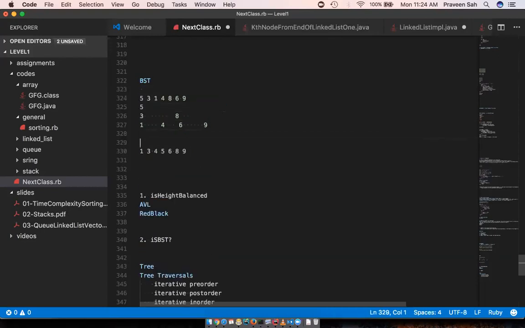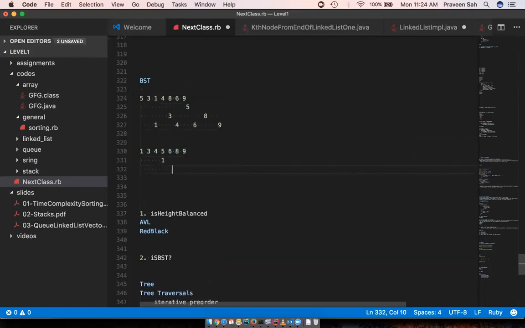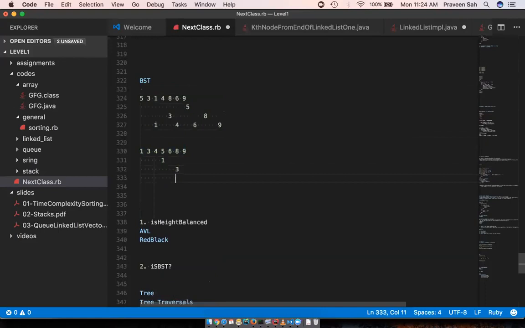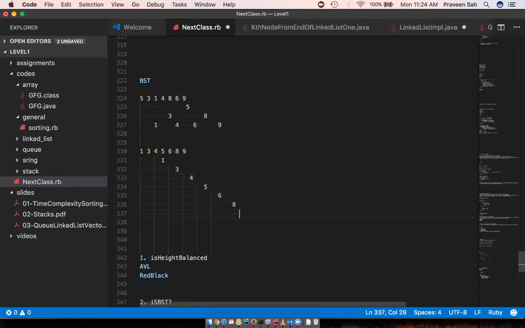But if the data came in this order, then the tree will be something like, okay, we have 1, and then 3 came, we'll insert it here, and then 4 came, we'll have to insert here, and then 5 came. So this is a very bad tree. That depends on the order in which we inserted, in which it was given. So this is a bad tree. Okay, do you get this?